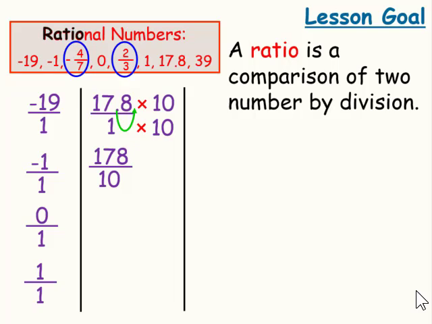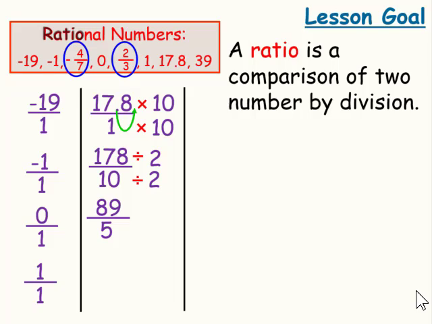We must reduce until our numerator and our denominator are relatively prime. Since the numerator and denominator are even, we can divide by 2. This will leave me with 89 over 5. Therefore, 17.8 as a ratio would be, in simplest form, 89 over 5.